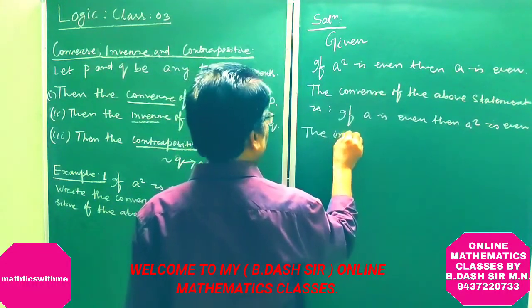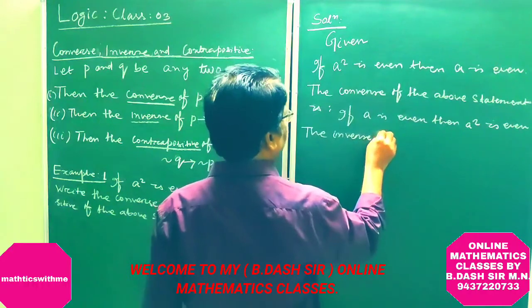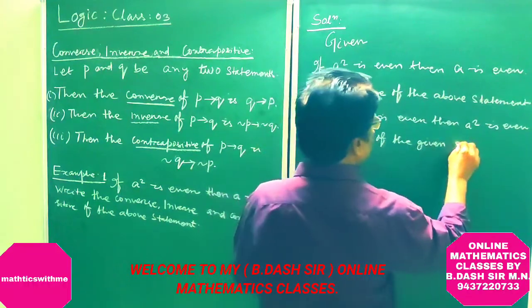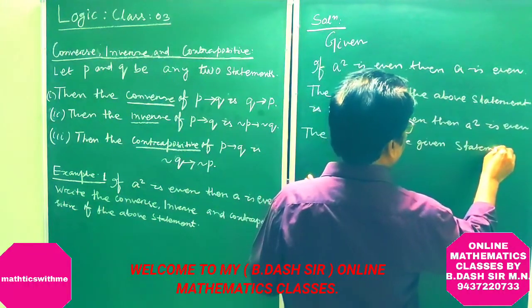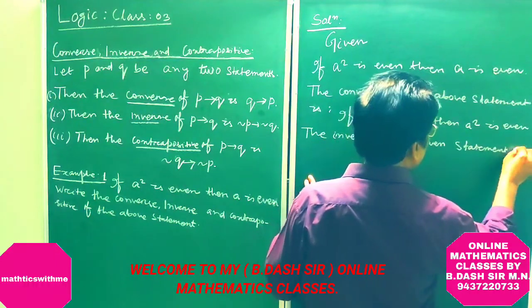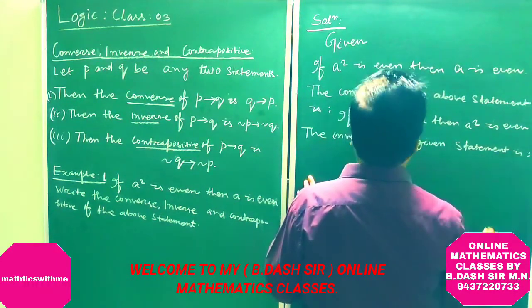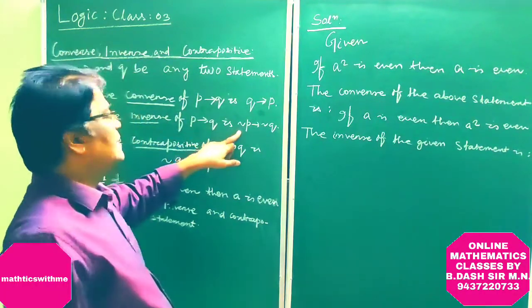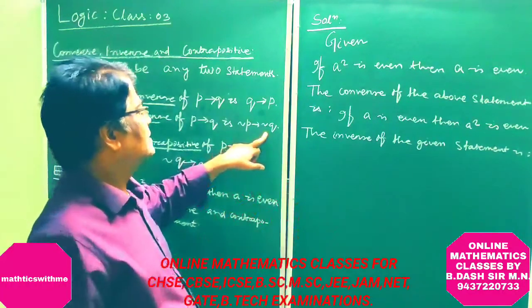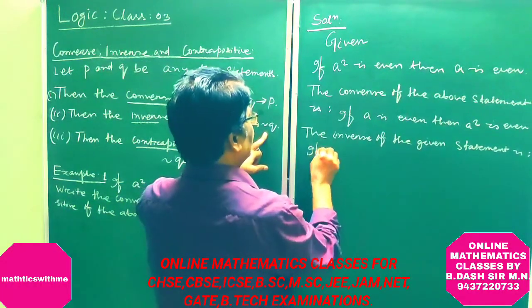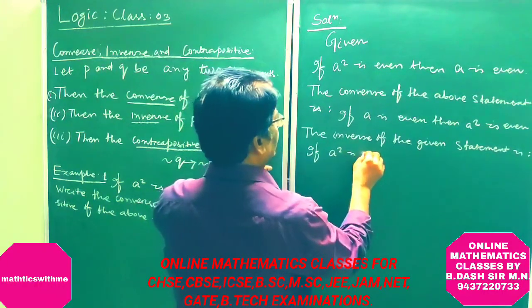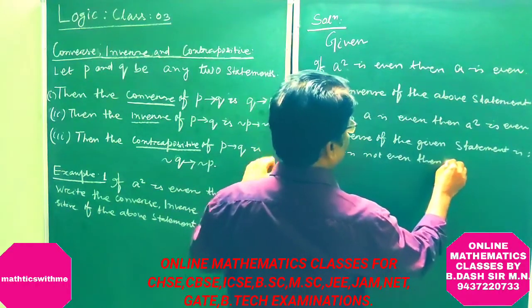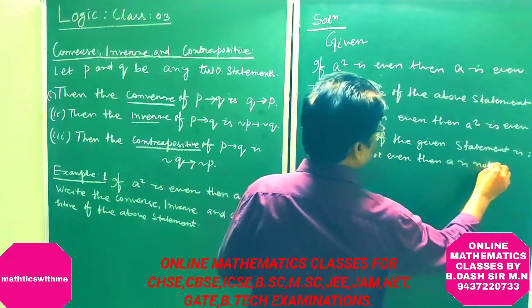The inverse of the given statement is, here P implies Q, so negation P implies negation Q: if A square is not even, then A is not even.